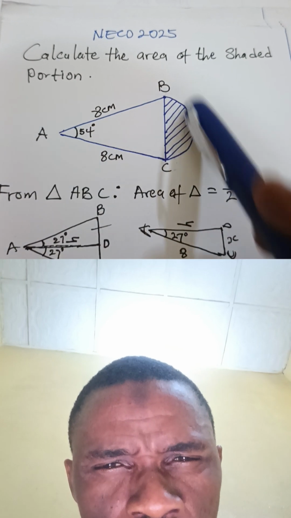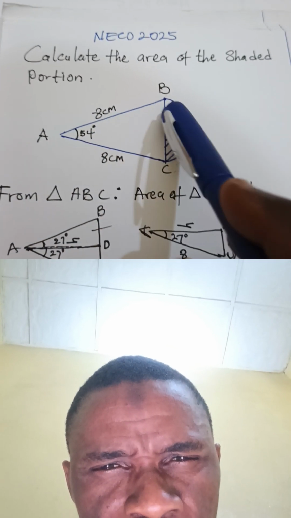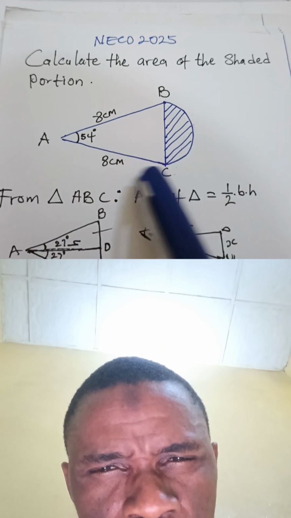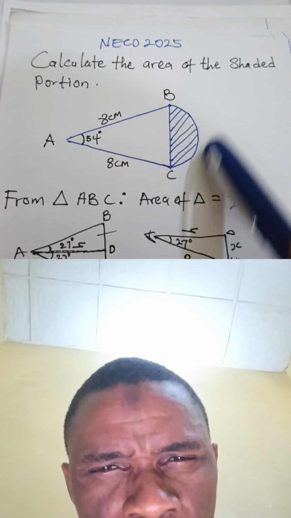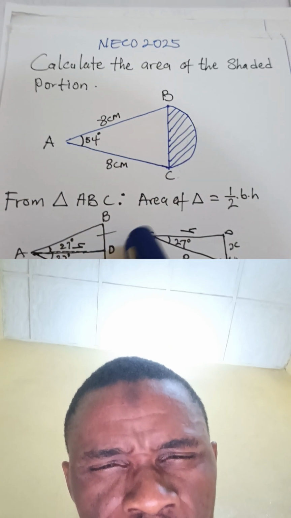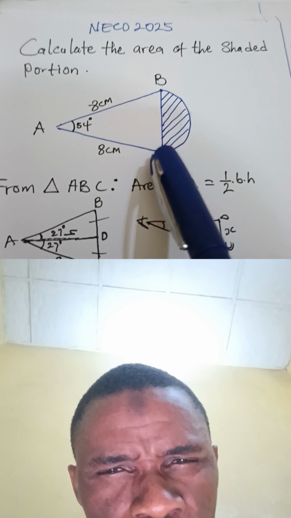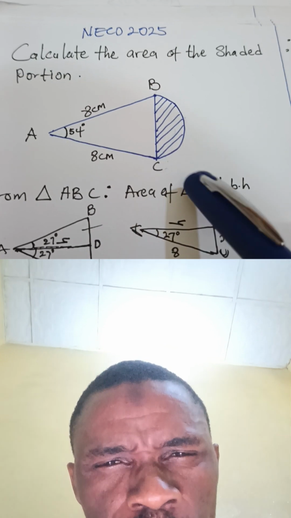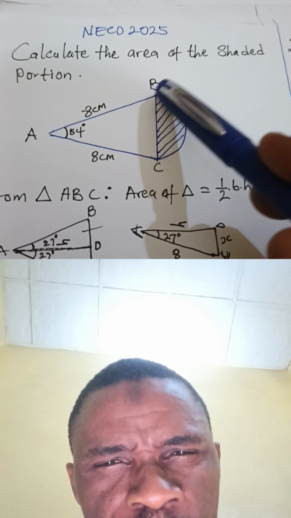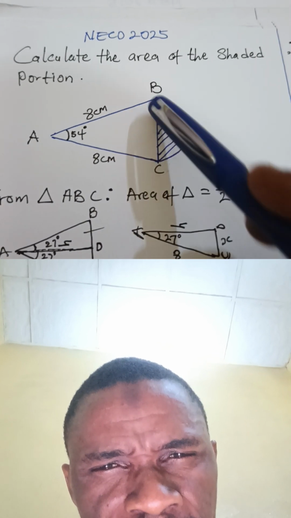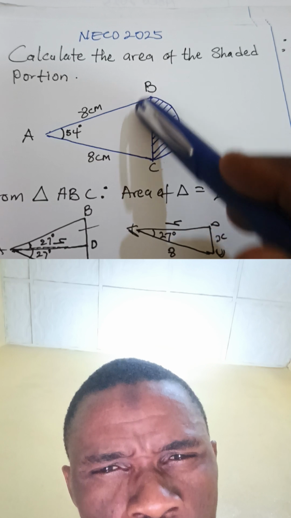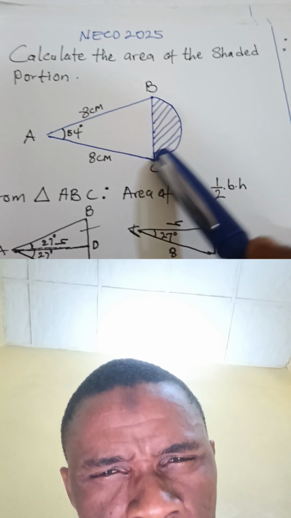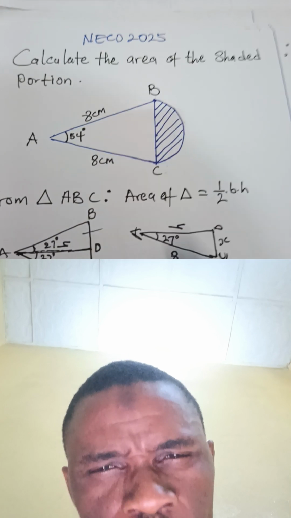This is a sector of a circle. This shape is like 1/4 of a circle. It was removed from a circle. That is why it's a sector of a circle. Now we are asked to find the area of the shaded portion. This is the shaded portion: this arc BC, this chord BC and this arc BC. So this is the shaded portion.